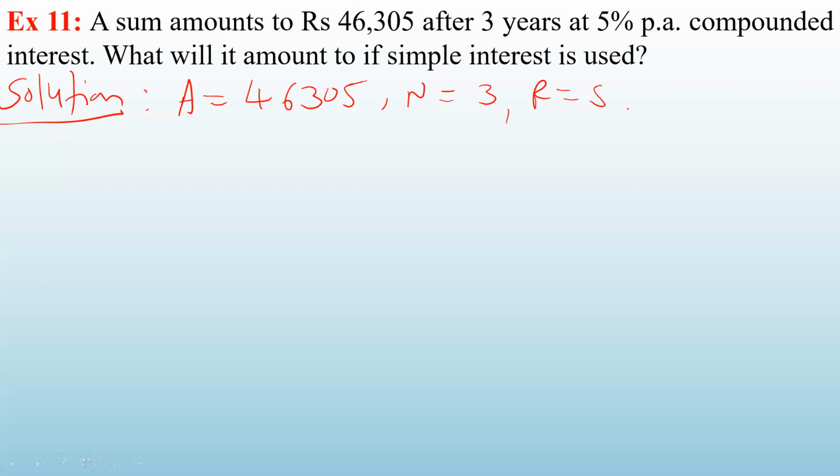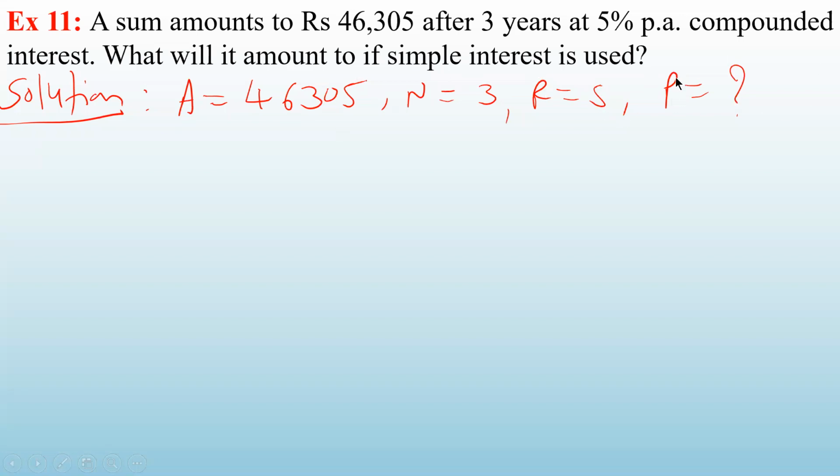And you have to find out the principal. A sum, that sum you have to find out. That means the principal you have to find out. A sum amounts to this much. So this is the value of A. N is 3, R is 5. Find out the value of P. And then what will it amount to if simple interest is used? If you are using simple interest, then what will be the amount on that principal?